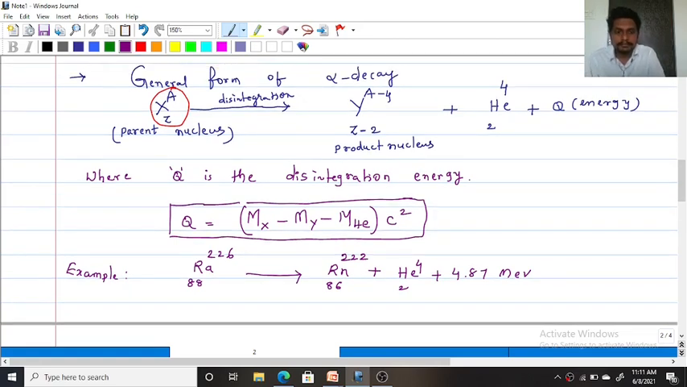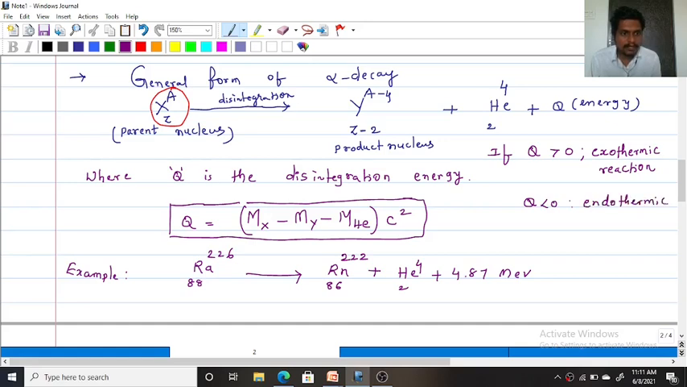Now if Q is greater than 0, then the reaction is known as an exothermic reaction. If Q is less than 0, the reaction is known as an endothermic reaction. This is about alpha decay.